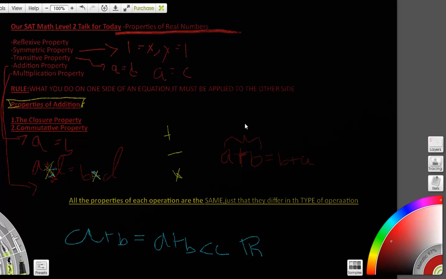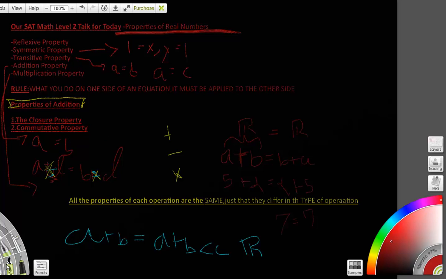So perhaps 5 plus 2 would equal the same sum as 2 plus 5, right? Because 5 plus 2 equals 7, and 2 plus 5 equals 7.